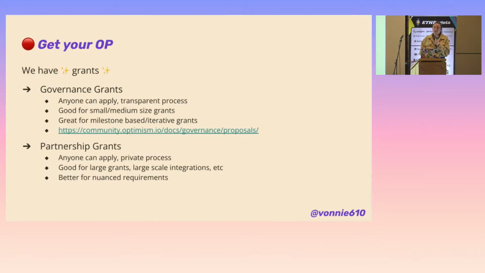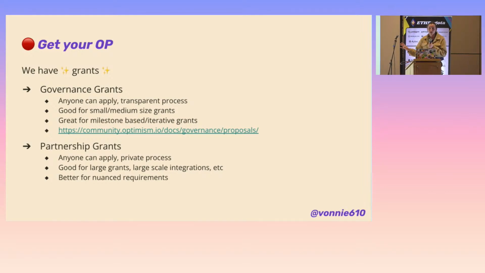Then finally, of course, well, it's not finally, but of course, everyone wants a little OP in their bag. So you can get OP through 2 methods. One is through our governance grants, which I've been speaking about, which is a completely open and transparent process, so you can go and apply. It's completely open. And again, you can go on our docs for the process of how to apply, templates, all that kind of stuff.